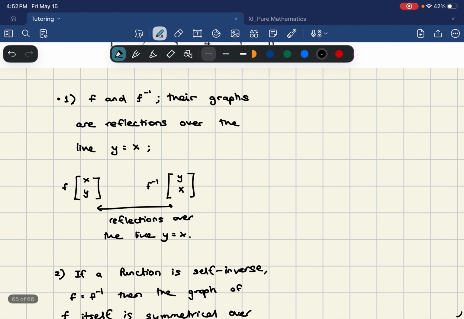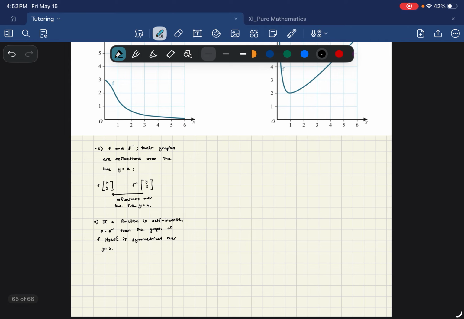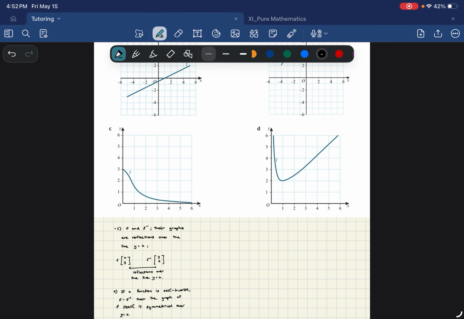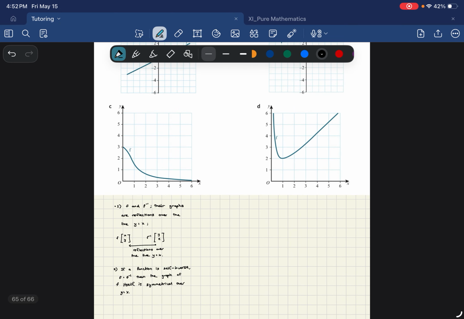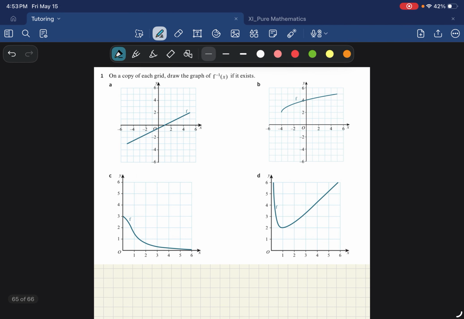And if it's not self-inverse, if you have a function and its distinct inverse, then what's going to happen is the graph of f, if you reflect it over the line y is equal to x, you're going to get the graph of f inverse. Alright, so that is about it. In case I missed something, I don't think I did, but if I do miss anything, I will mention it. So those are the 2 important points that you're going to want to remember in this topic. With that being said, let's go and do some questions.